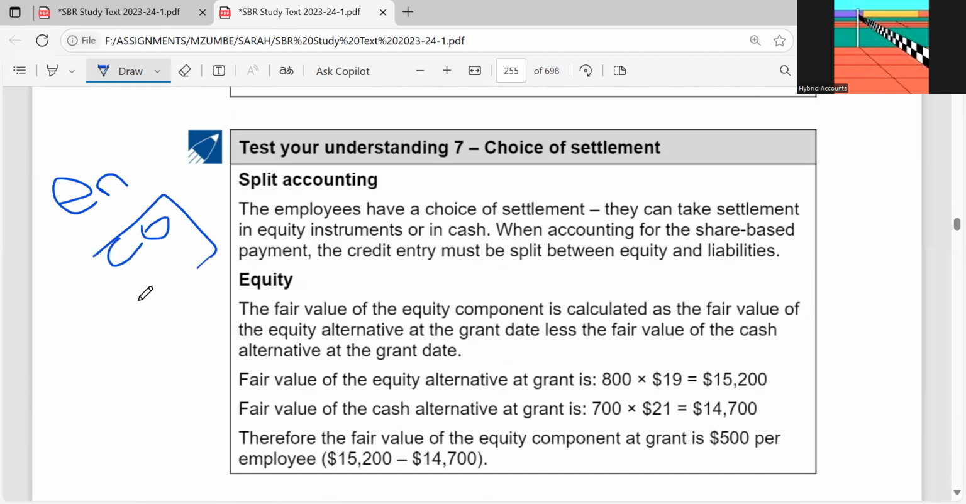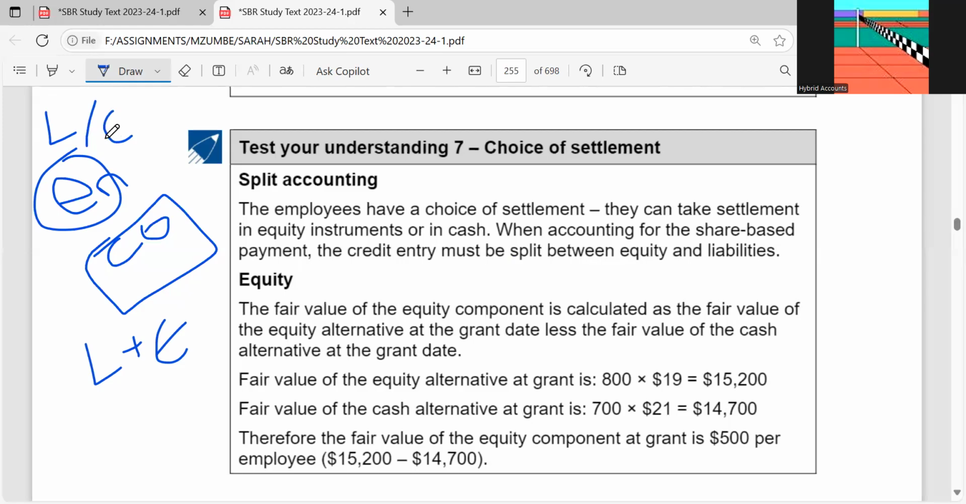If the counterparty has a choice, you treat this as a hybrid transaction, a compound instrument, right? Break it down into a liability component, but also an equity component. In case the entity had a choice, it should be either a liability or equity, not both of them, right? Okay, so that's the first thing. So the employees have a choice of settlement. It's the employees that are the counterparty, so they can take settlement in equity instrument or cash.